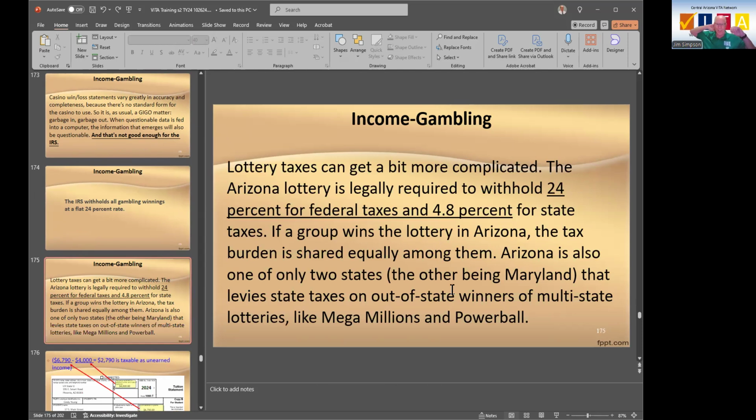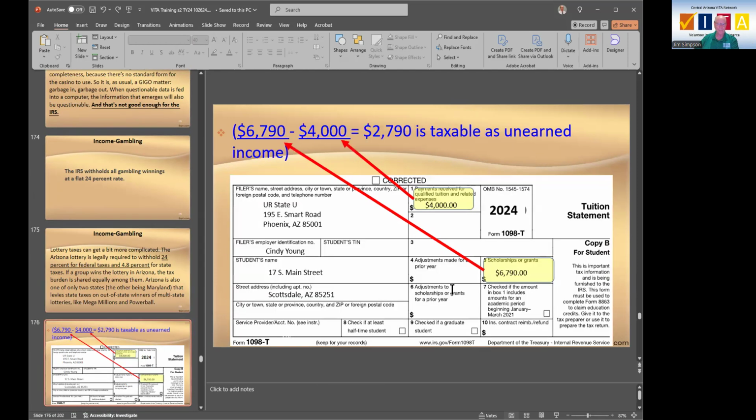Oh, lottery taxes. This is just withholding for lottery taxes. I'm not going to go over much of this.